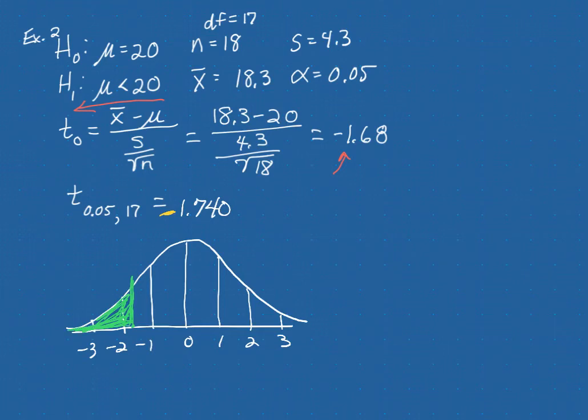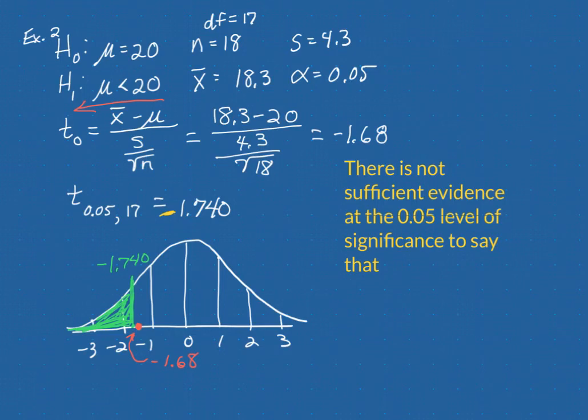Where is our test value, though? Our t-naught is at negative 1.68, not quite in the critical region. So we would say there is not sufficient evidence at the 0.05 level of significance to say that the population mean has decreased. And let's do one more example of the classical approach.